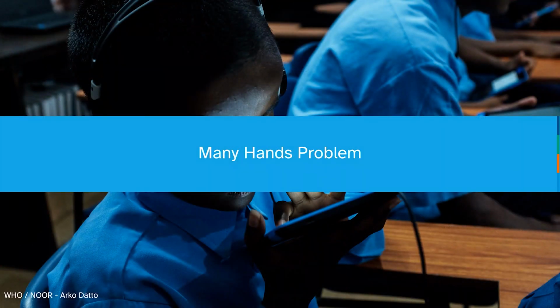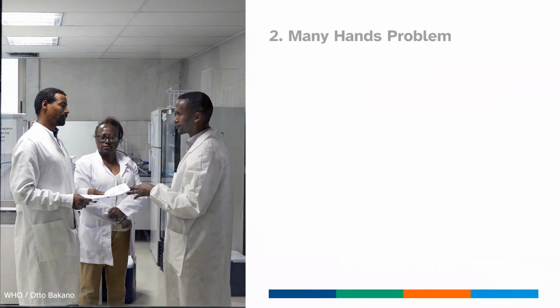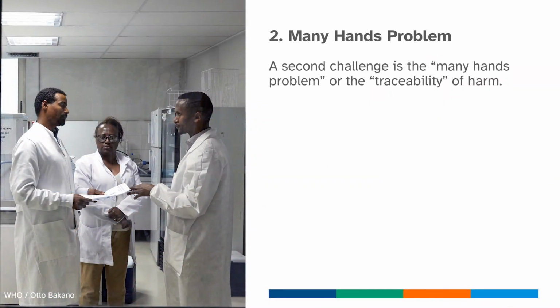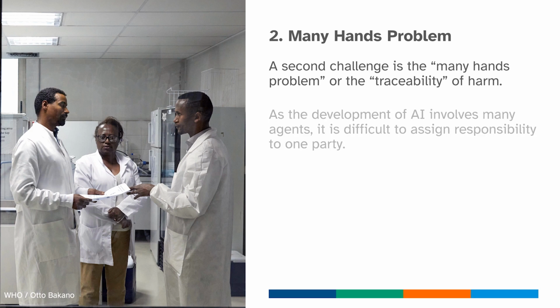Many hands problem. A second challenge is the many hands problem, or the traceability of harm. As the development of AI involves many agents, it is difficult, both legally and morally, to assign responsibility to one party.